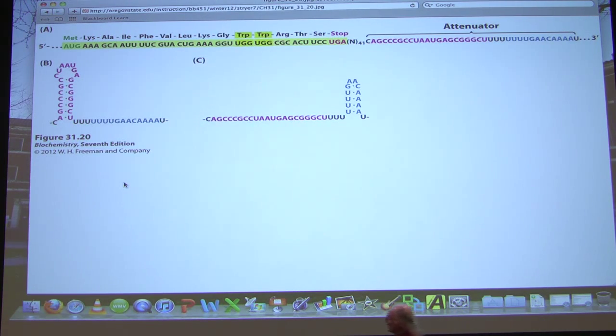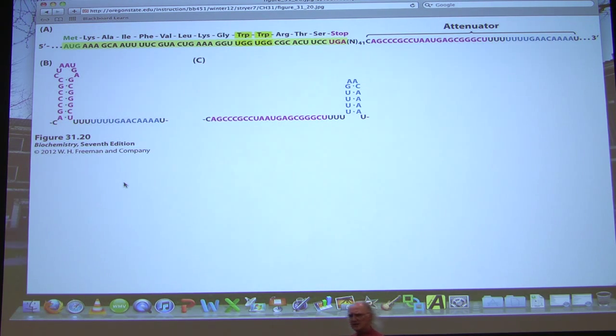What I'm showing you on the screen is a depiction of the 5' end of the messenger RNA of the tryptophan operon. The tryptophan operon is a very long sequence of RNA that gets made. It's about 10 different genes in this operon, so it's a pretty long messenger RNA. And the proteins that are coded by this operon are involved in helping the cell to make tryptophan.